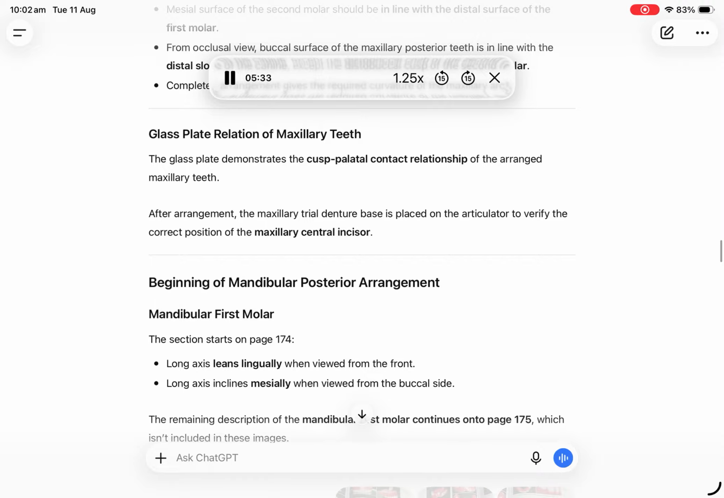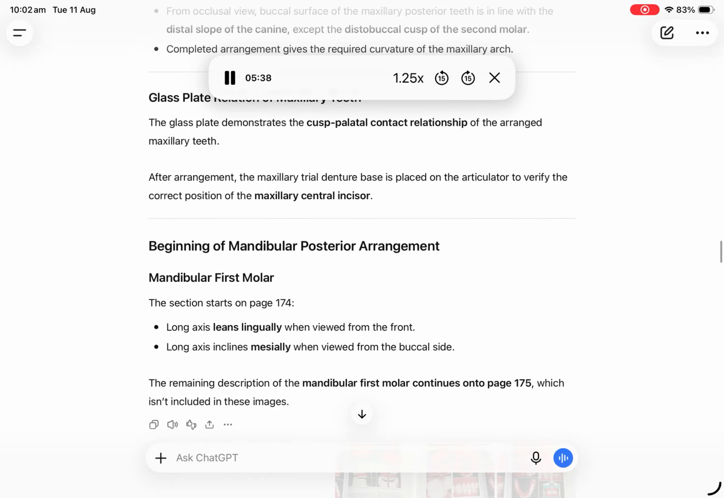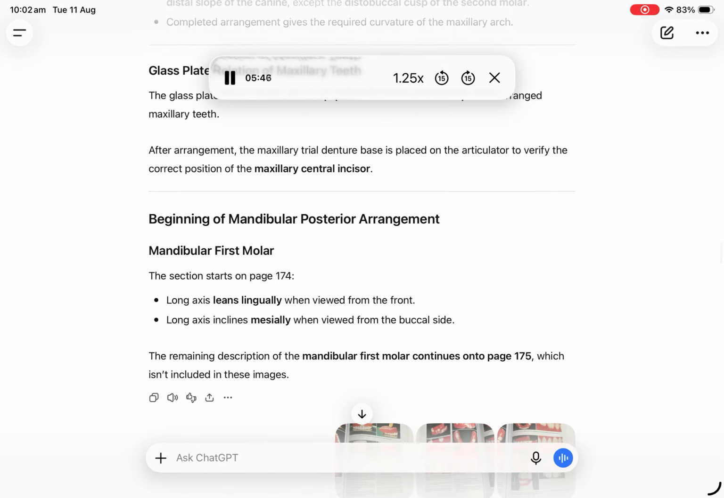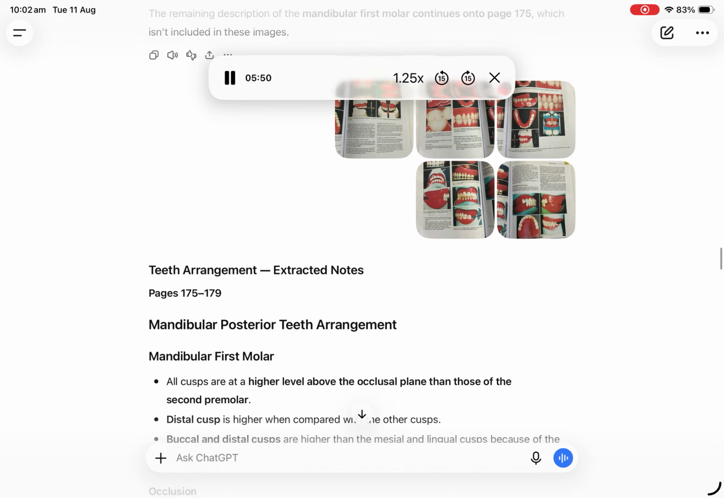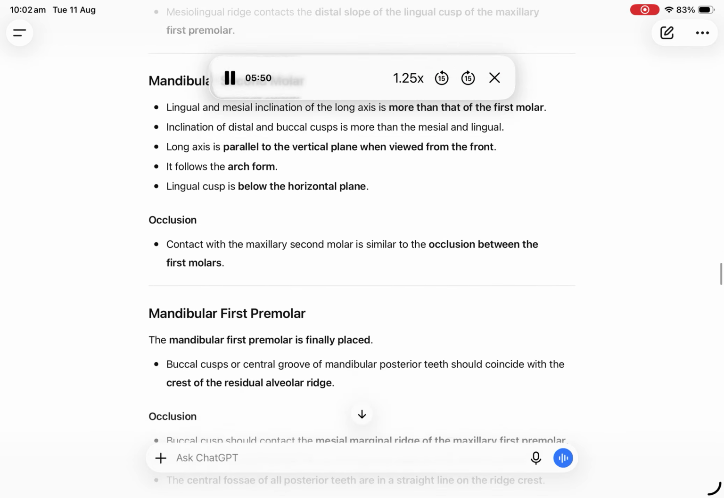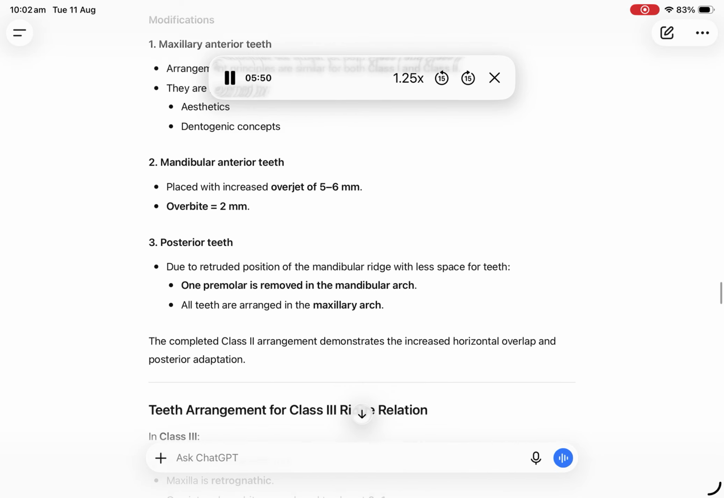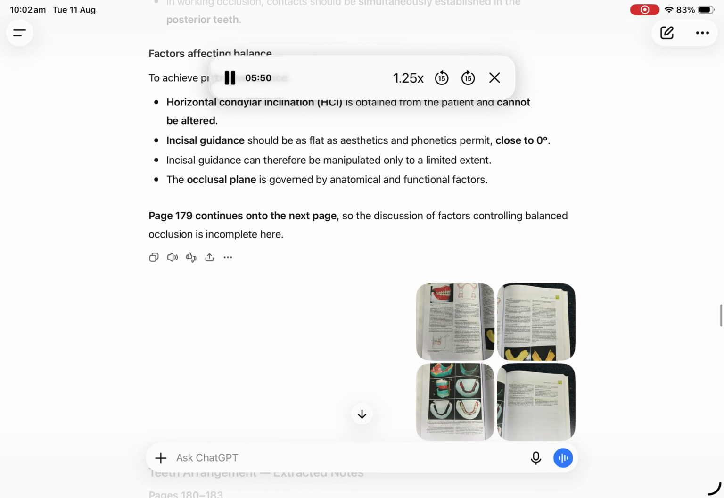After arrangement, the maxillary trial denture base is placed on the articulator to verify the correct position of the maxillary central incisor. Beginning of mandibular posterior arrangement. Mandibular first molar. The section starts on page 174. Long axis leans lingually when viewed from the front. Long axis inclines mesially when viewed from the buccal side. The remaining description of the mandibular first molar.